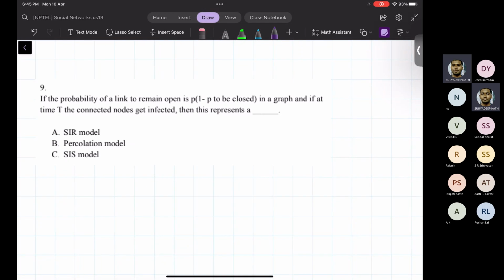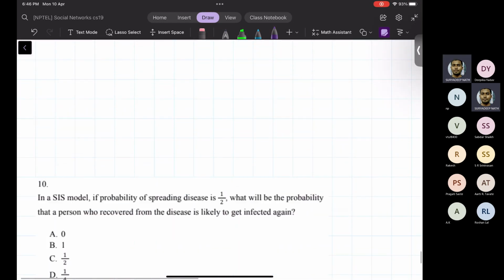Coming to question number 9, the probability of a link to remain open is p and 1 minus p to be closed in a graph. And if at time t the connected nodes get infected, this represents a percolation model, by definition. Here they do not talk about the recovery or removal of the nodes, only how the infection spreads in a network by means of a link that is either open or closed. So this is the percolation model.